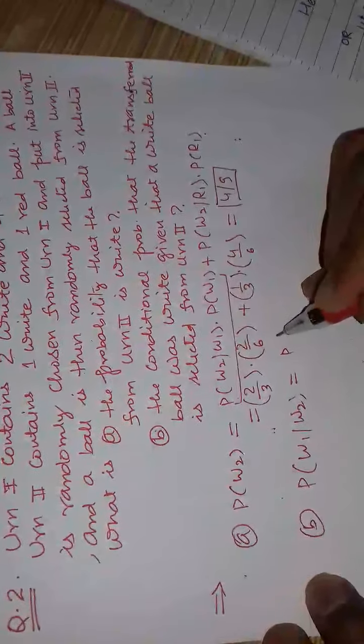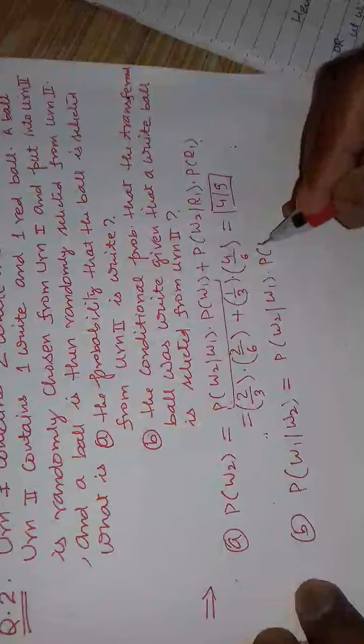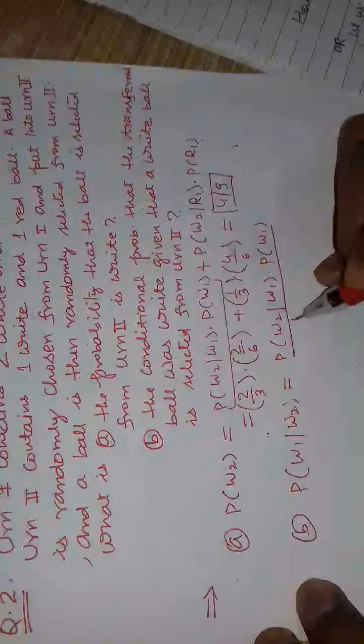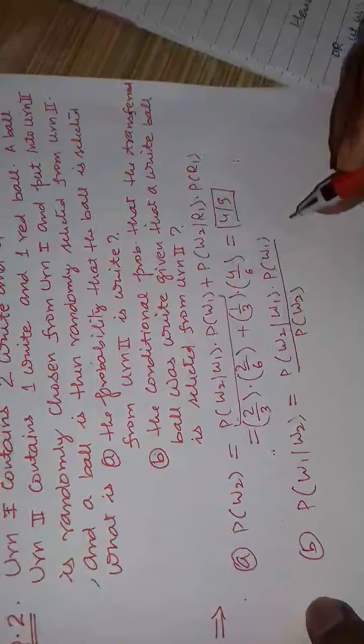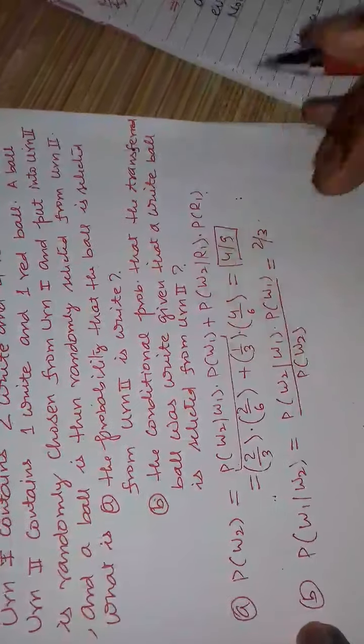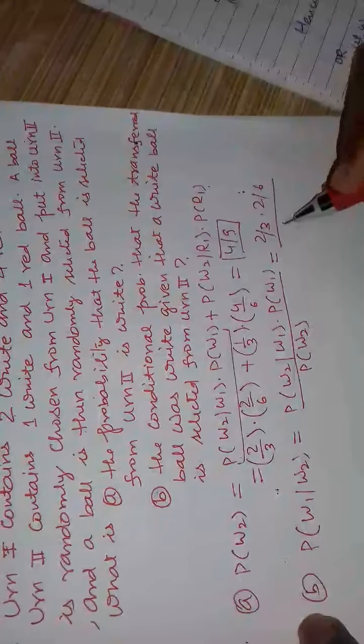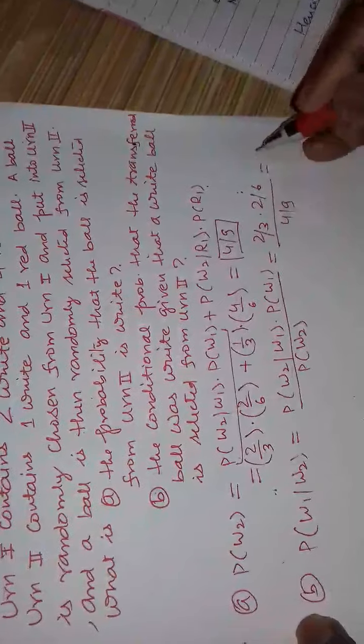And second case, part B, probability of W1 given W2. You read the question and just find it. It is Bayes theorem: probability of W2 given W1 into probability of W1 upon probability of W2. Just apply Bayes theorem. So this is equal to 2 by 3 into 2 by 6, given probability of W2, which is 4 by 9. So it comes out to be 1 by 2.